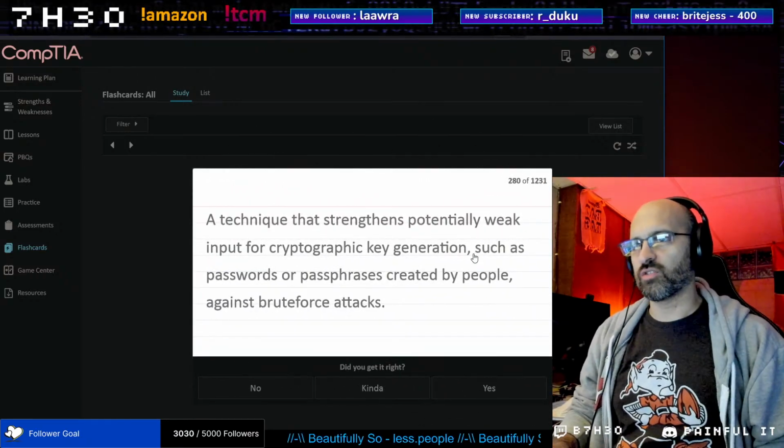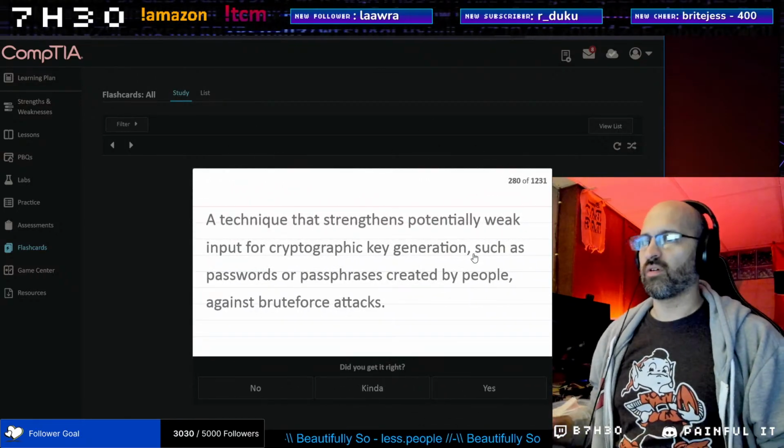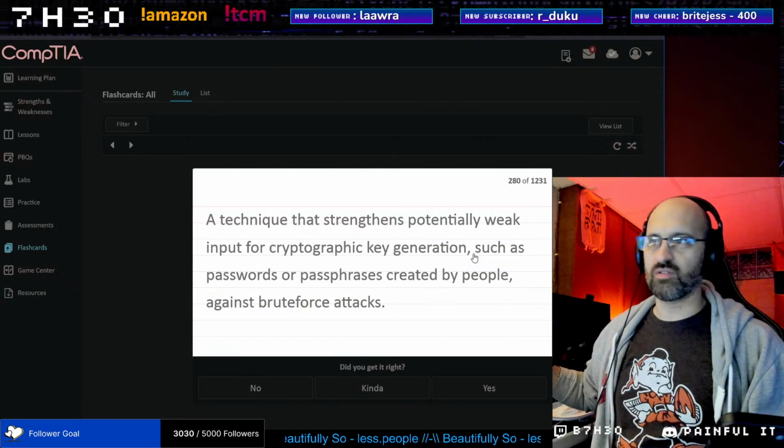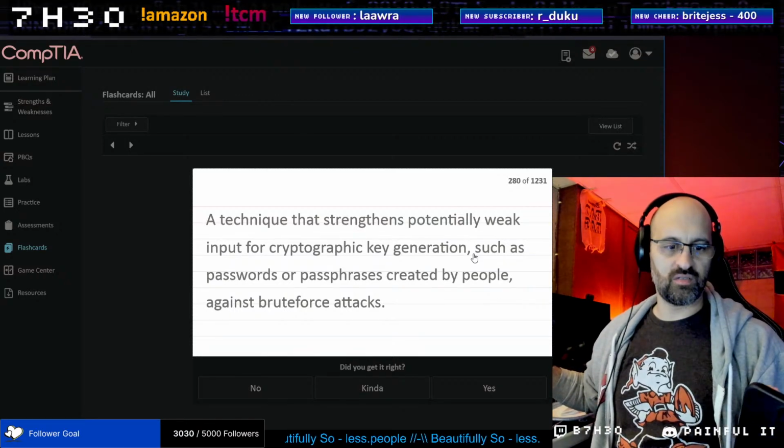A technique that strengthens potentially weak input for cryptographic key generation, such as passwords, passphrases created by people against brute force attacks.